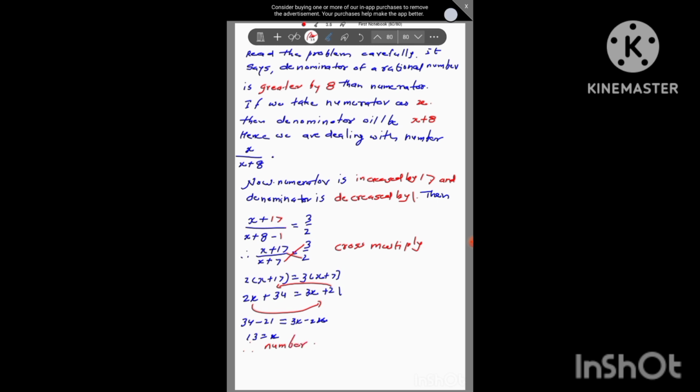So the number will be 13 upon 13 plus 8. Okay, see, this is given here, x divided by x plus 8. So 13 upon 13 plus 8 is 13 upon 21. Now we check it again. This is the number. How do we check? If you increase the numerator by 17 and decrease the denominator by 1 as said in the problem, we get 30 upon 20. Okay, so 3 upon 2. That's all.